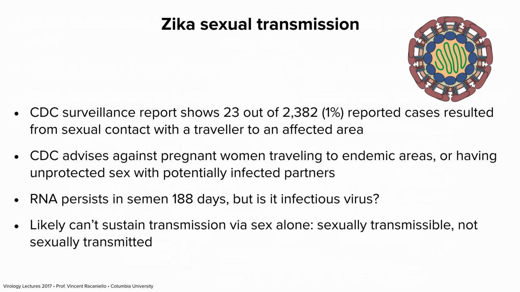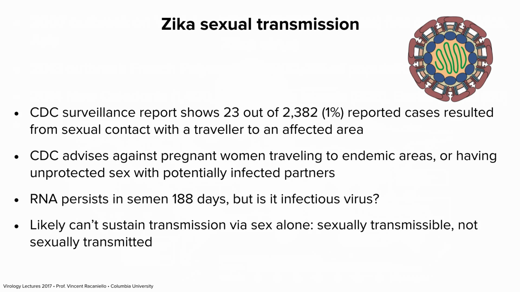So CDC advises pregnant women not to go to endemic areas or have unprotected sex with people who have been to these endemic infected areas. RNA seems to persist in semen a long time, but no one has looked for infectious virus. They've looked for fragments of RNA. And in a mouse model, in fact, you can find Zika RNA in semen for 50, 60 days, but infectious virus stops at day 20. So I'm not sure that this 188 days is all infectious virus in people.